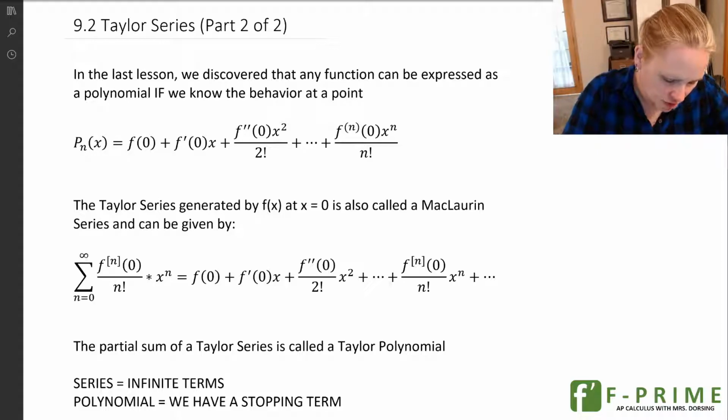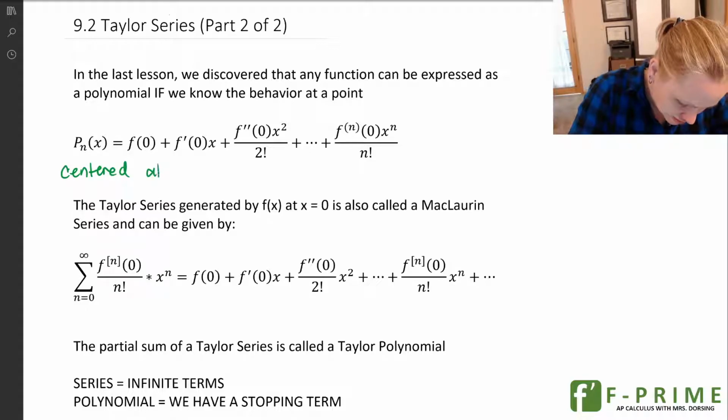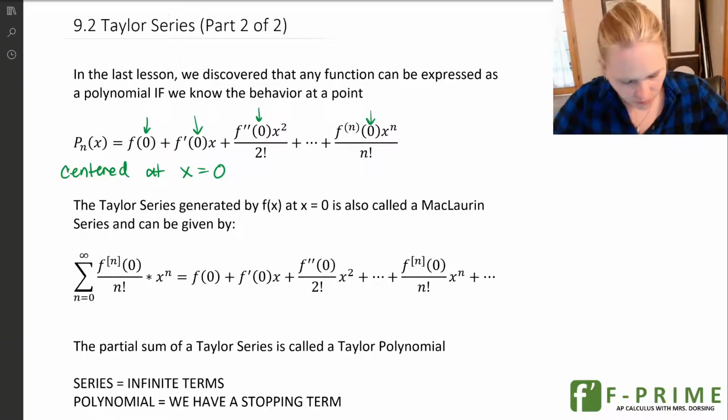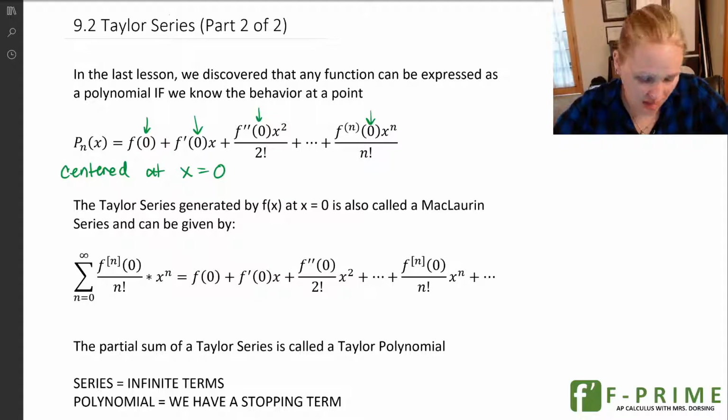So if we know the behavior at a point, in general, this would be the polynomial of x. This would be centered at x equals 0. Notice all of these coefficients involve finding the derivative at 0. And the cool part is we're saying, hey, we know that this function we want to model has this behavior. We know the first derivative, second derivative, and third derivative, and so on and so forth. Our polynomial has the same derivatives at that spot.